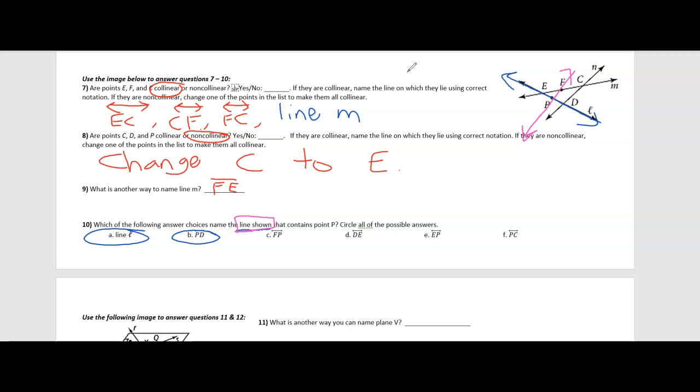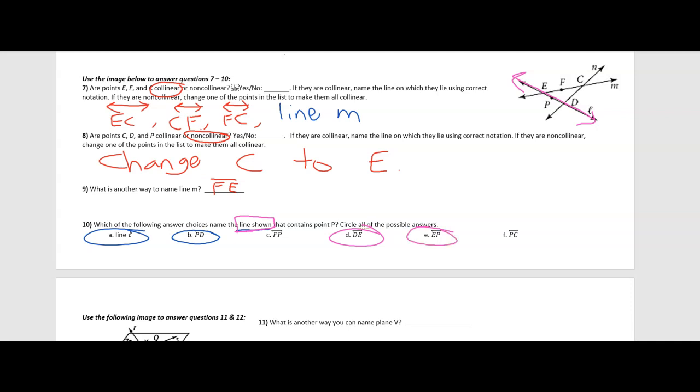Line DE. So if we draw line DE, that line does contain point P. Line EP, or points E and P also lie in that pink line, which is drawn. So we will circle that.